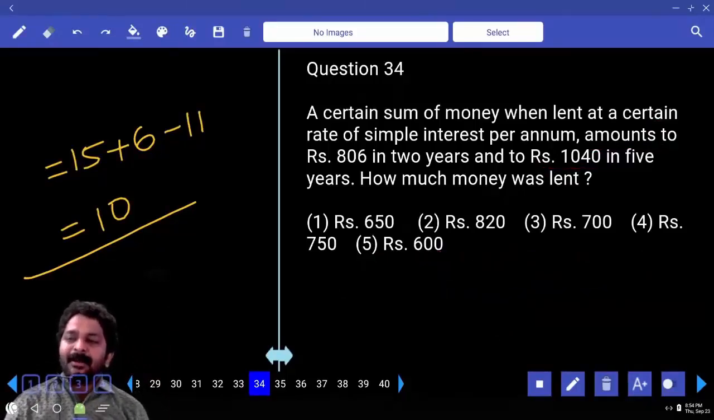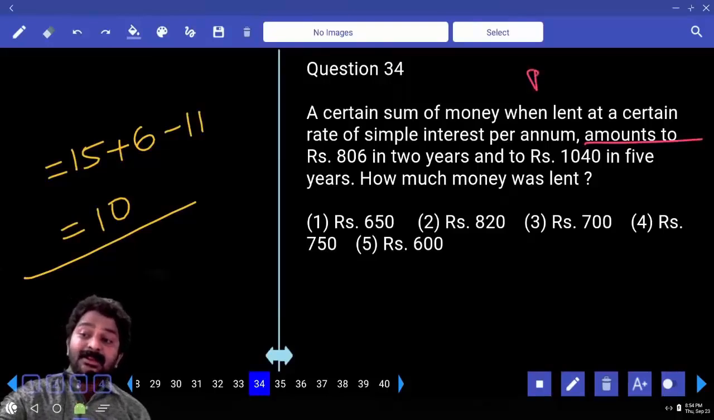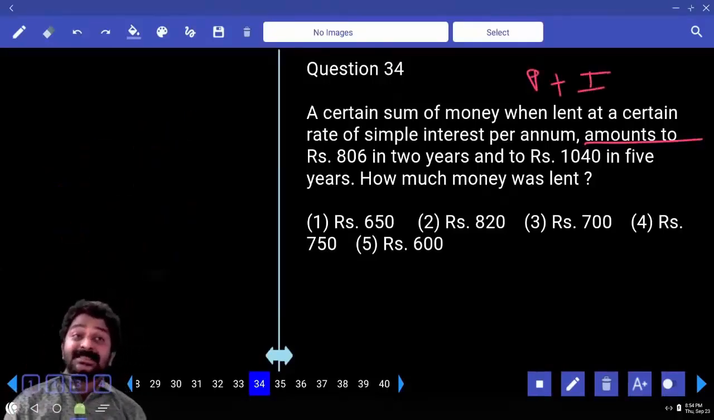A certain sum of money is lent at a certain rate of simple interest per annum and amounts to, which includes principal and interest. Amount refers to principal plus interest. Be careful, my dear English medium graduates. Amounts to includes principal and interest. Right. 806 rupees in 2 years.